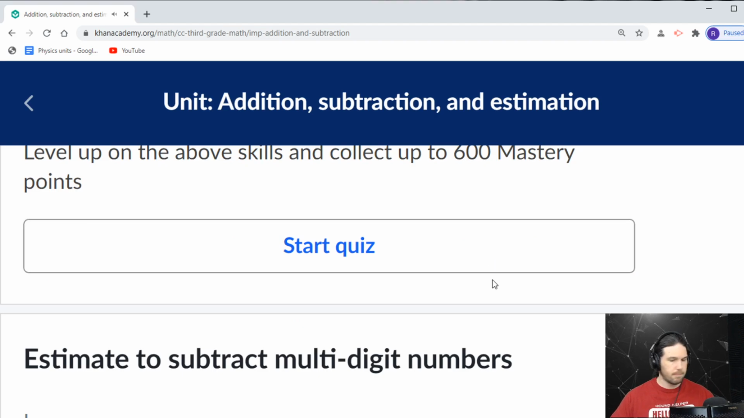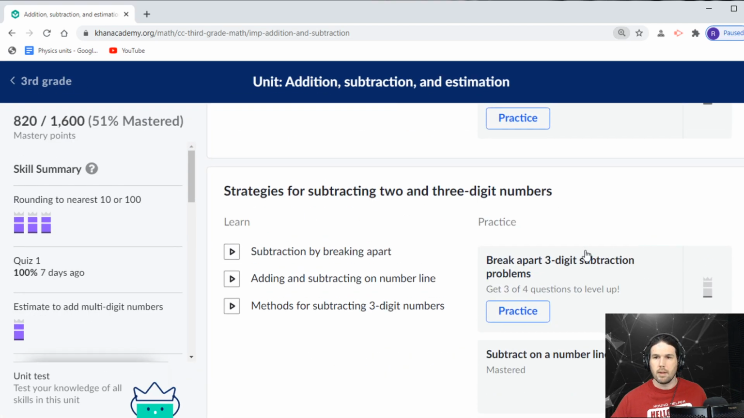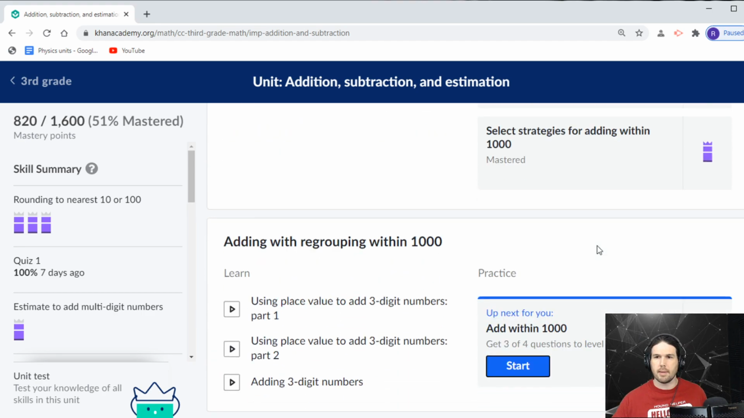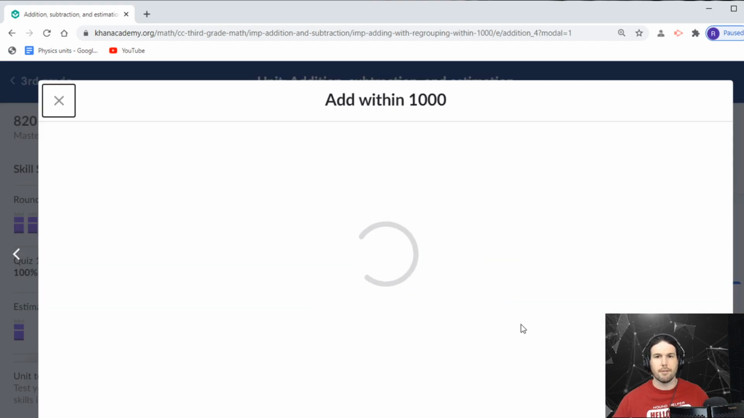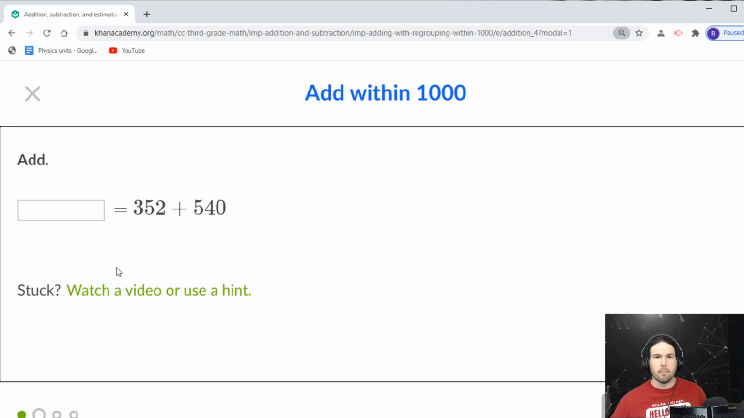What the heck? Sorry about that. Sometimes I click on the outside of the thing without meaning to. Okay.